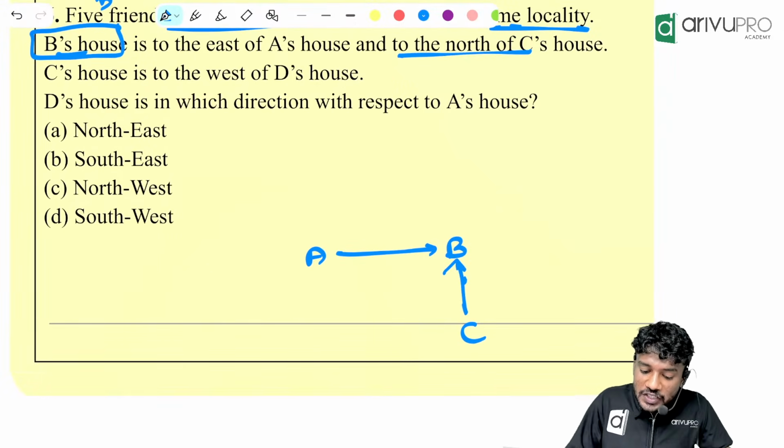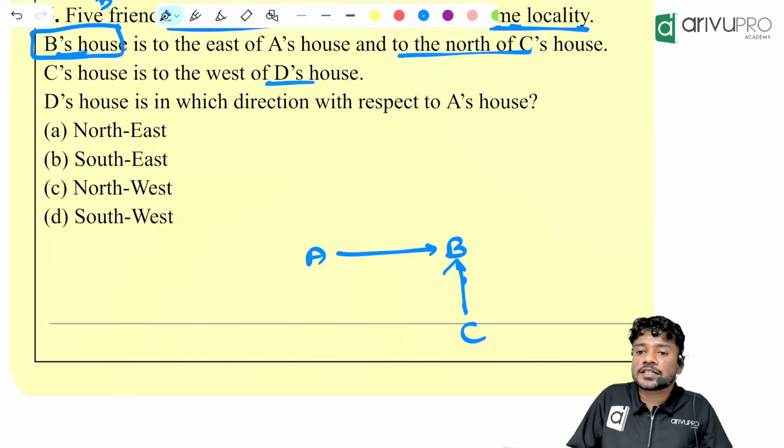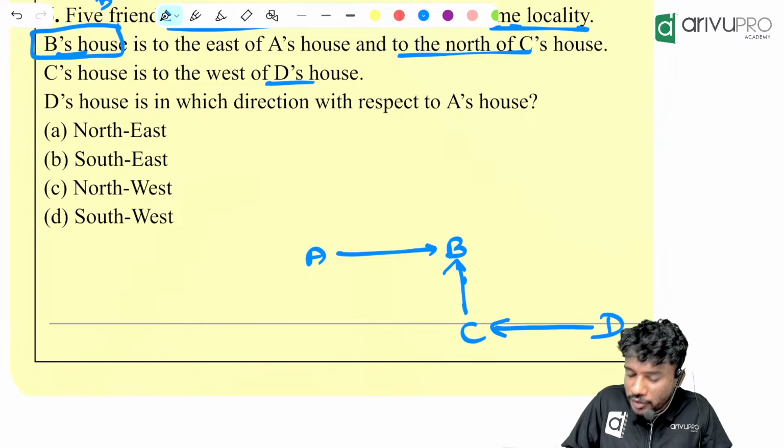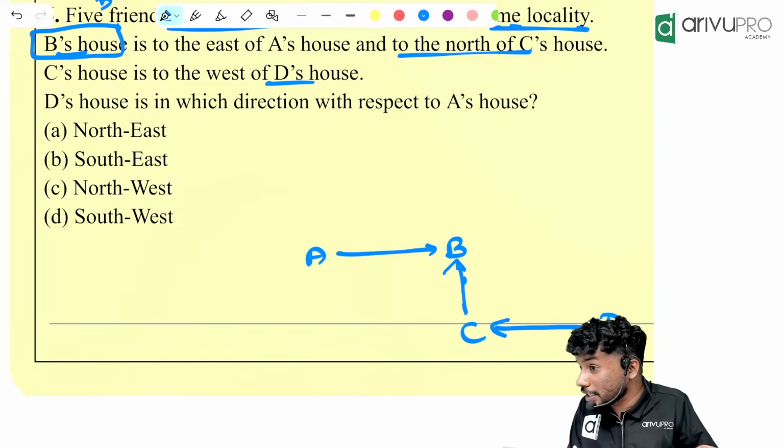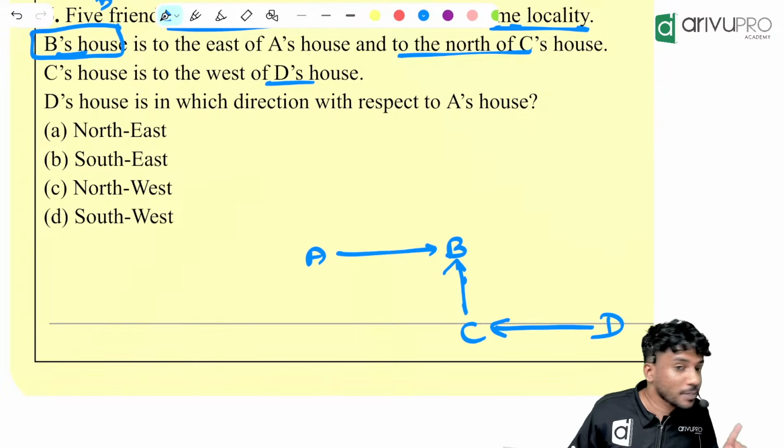Then C's house is to the west of D's house. C's house is to the west of D's house means if I draw D over here, then C will be towards the west. If I draw D on the other side, will that be correct? No, it will not be correct.